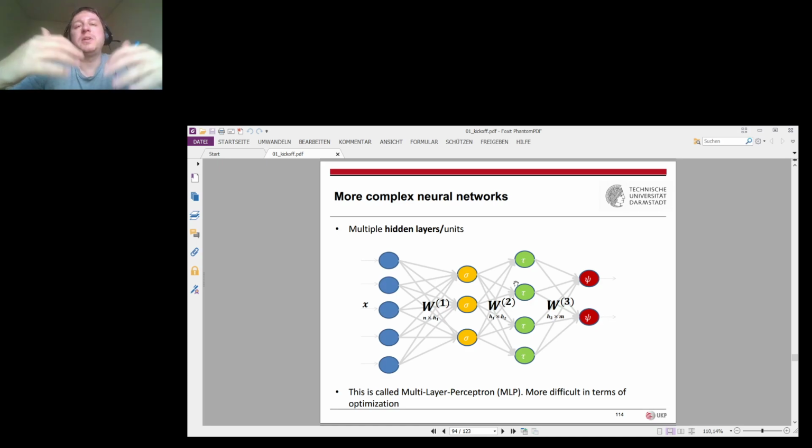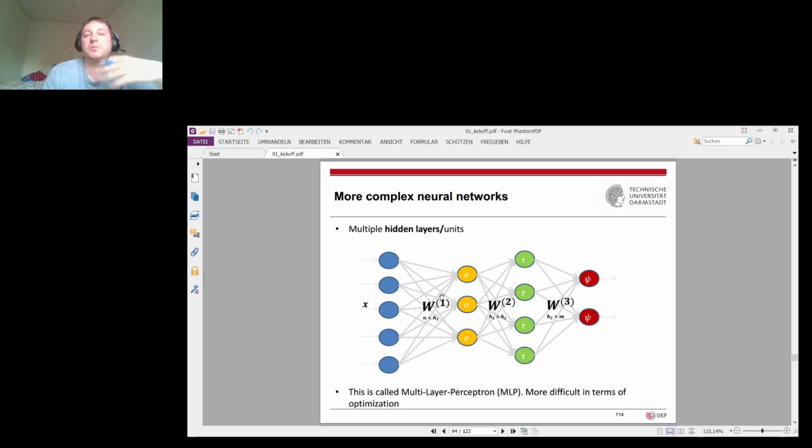What is a bigger step is to introduce hidden layers. This is a network that has hidden layers. We have one hidden layer, 2 hidden layers, and this is the output layer. So in this network, this is the input layer, this is a hidden layer, this is a hidden layer, this is the output layer. And these layers are connected by weight matrices.